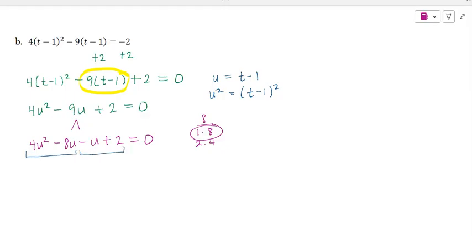So I'll factor out a 4u from each of the first ones. I'll have 4u times u minus 2. And then the second one is also going to be u minus 2. So it looks like I would want a negative 1 here to make that work. So 4u minus 1 and u minus 2, equals 0.